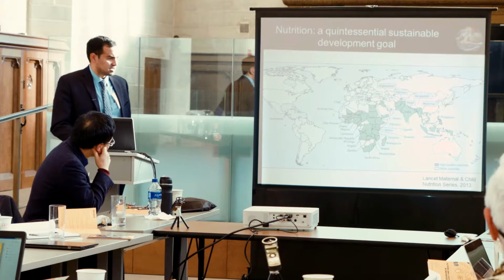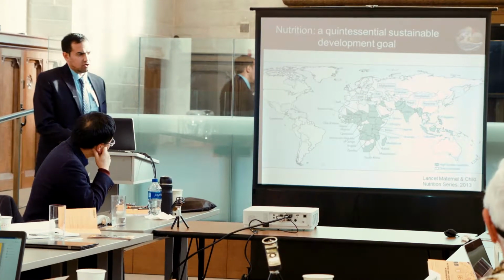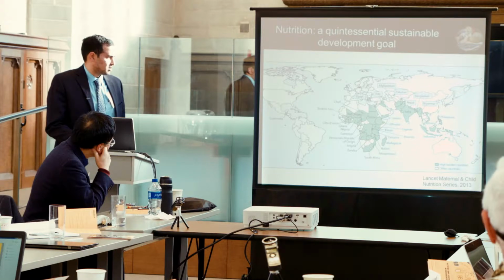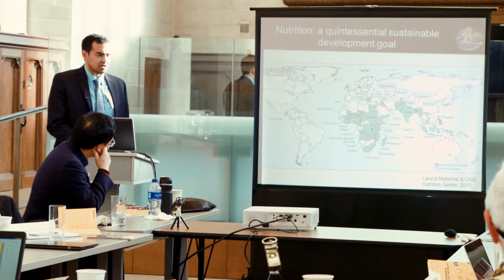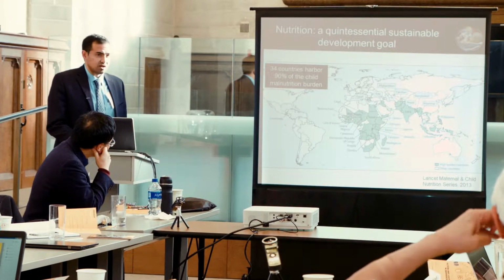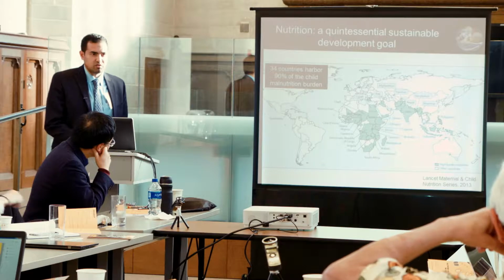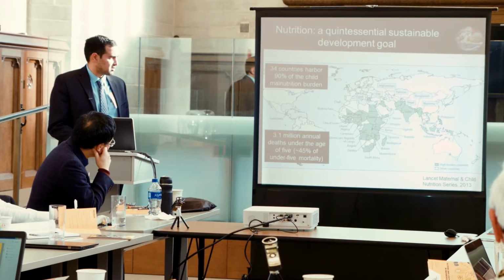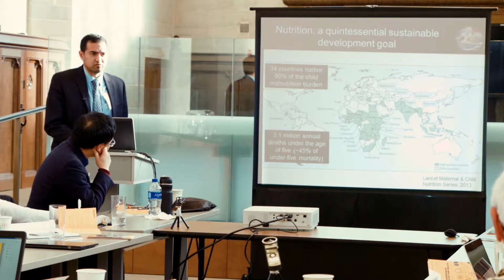So nutrition is really one of the major goals of the century. And when we think of inequalities, it's quite unevenly distributed across the globe. There are about 34 countries that harbor the majority of the burden of undernutrition, and it contributes to a significant proportion of under 5 mortality.